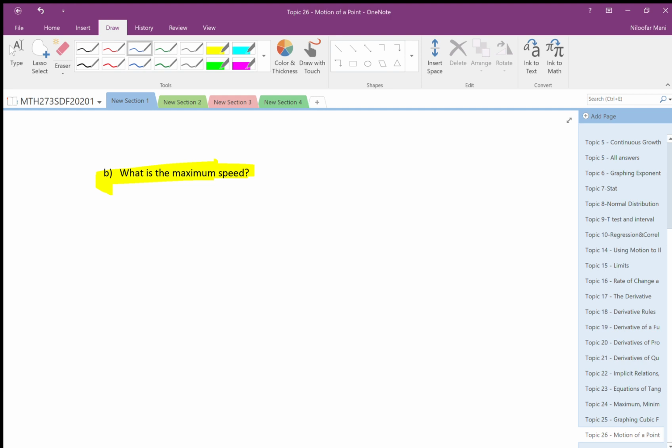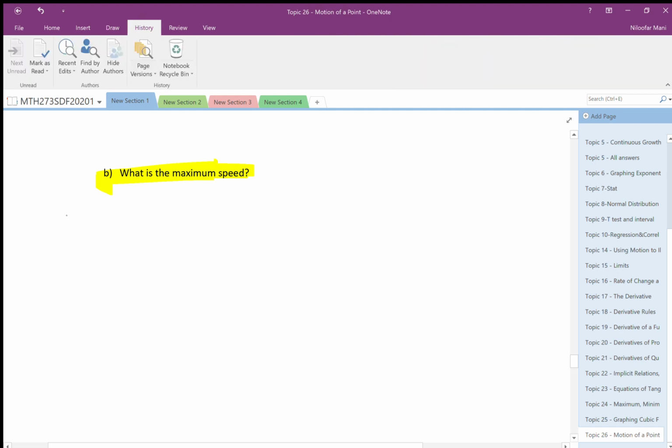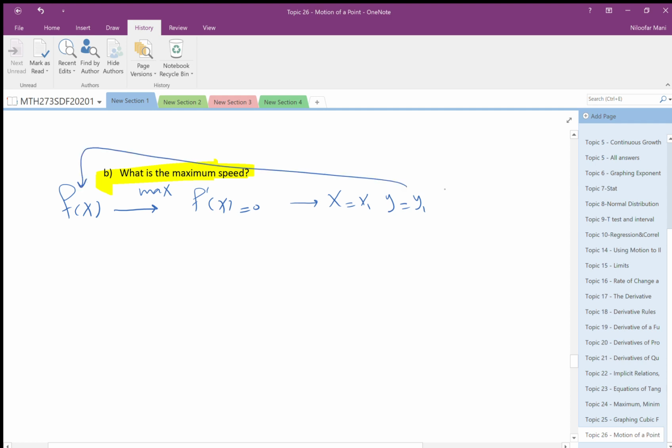Remember, when I have f(x), in order to find the maximum, I find f prime x and I put it equal to 0. Then I find x, then I find y. How? I go here and then I check with the double prime and I see either minimum or maximum. But here you don't have f. It says maximum of speed.